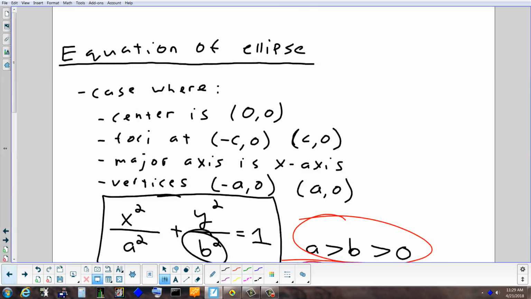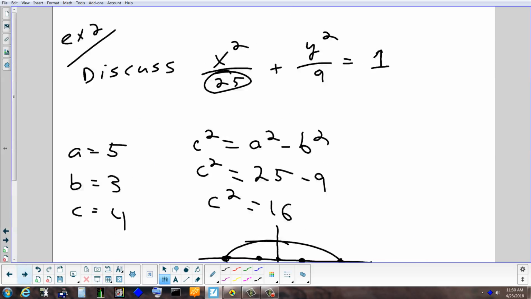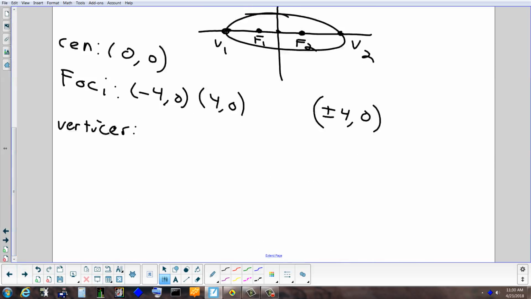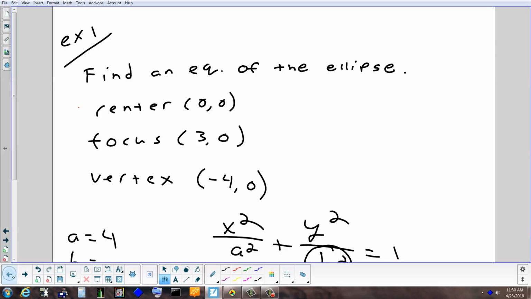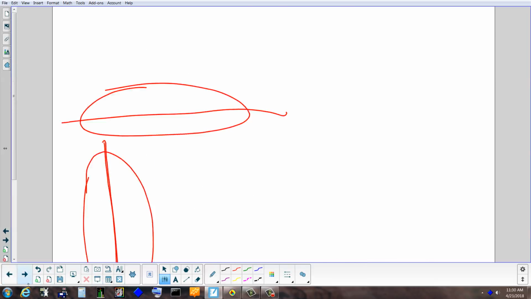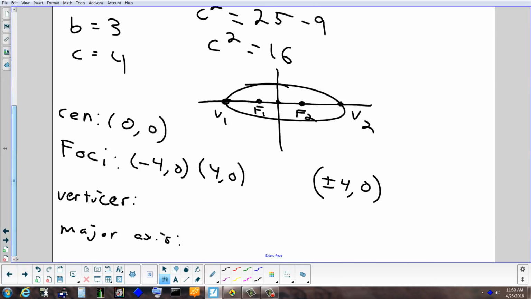Vertices. So let me just write everything down. We've got center. Major axis, I already said it, but we'll write that down too. Vertices. I think that's all the important things. I think there's just 4: center, foci, major axis, vertices.